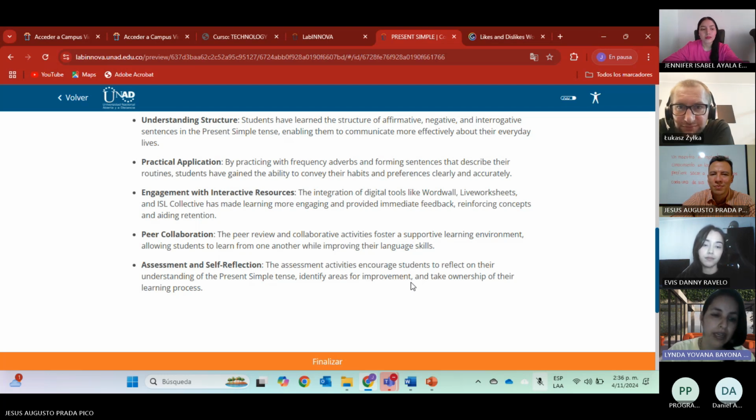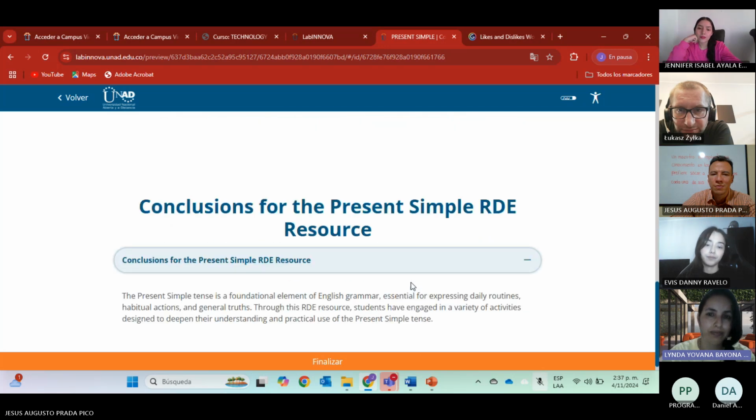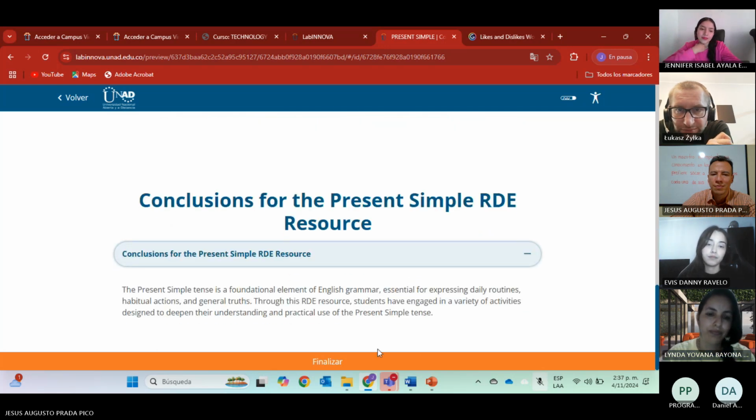And the last one is the assessment and self-reflection. The assessment activities encourage students to reflect on their understanding of the present simple tense, identify areas for improvement, and take ownership of their learning process. So we finish.